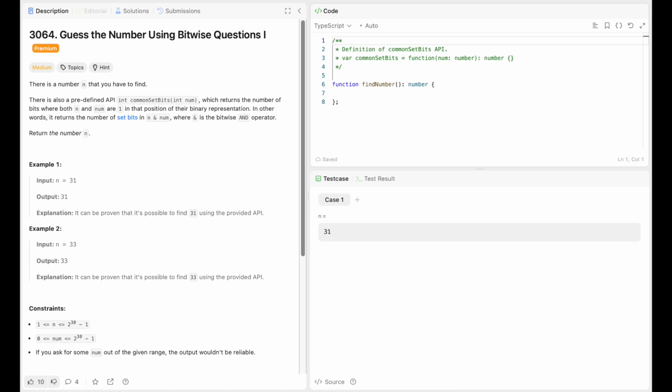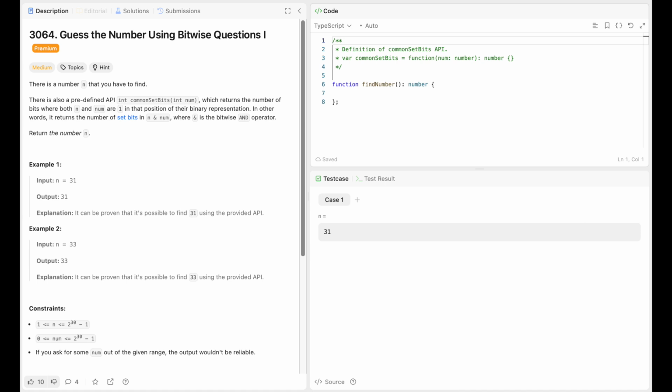There is also a predefined API, int commonSetBits. It takes in an int called num. This predefined API returns the number of bits where both n and num are 1 in that position of their binary representation.